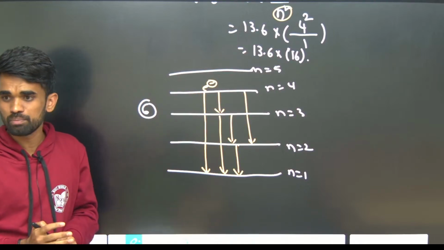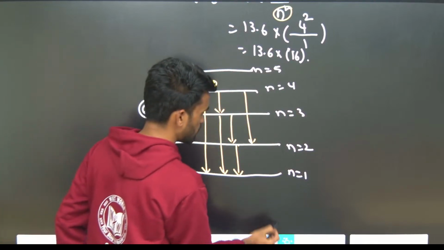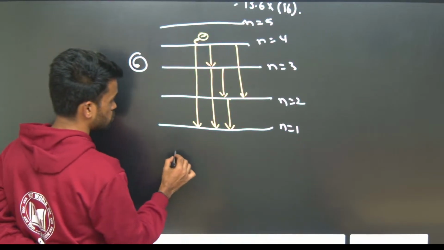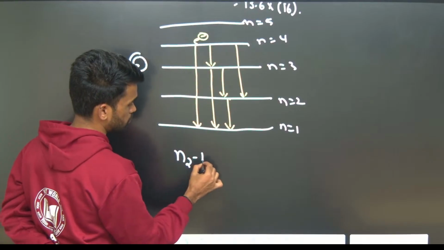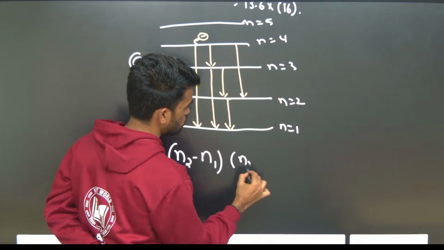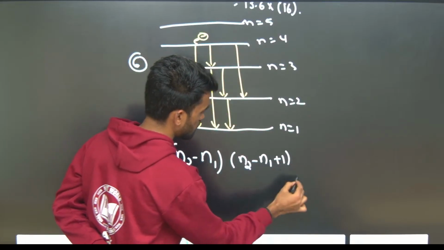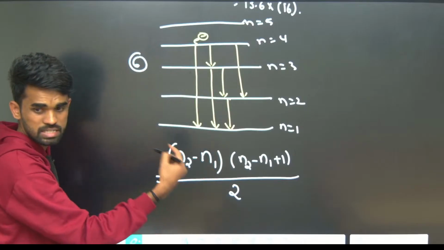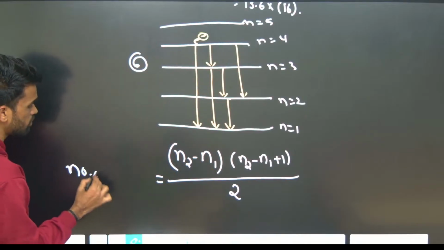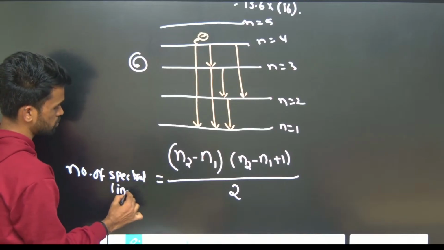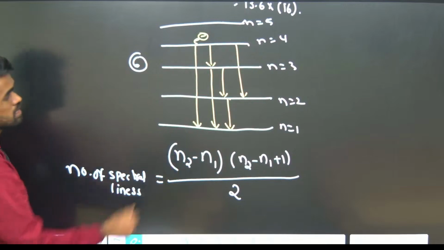So we can have a simple formula here. Whenever I say ground state, you just use n2 minus n1 into n2 minus n1 plus 1 by 2. For any number of states you can use it, whether it is ground state, first state, second state. This is the number of spectral lines possible. Just place n2 and n1.